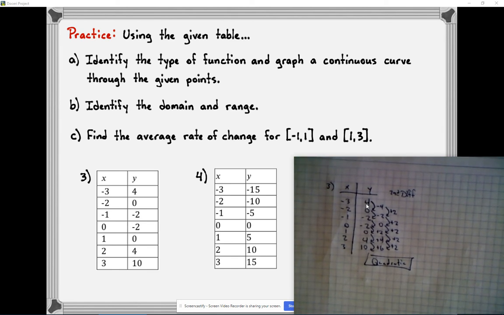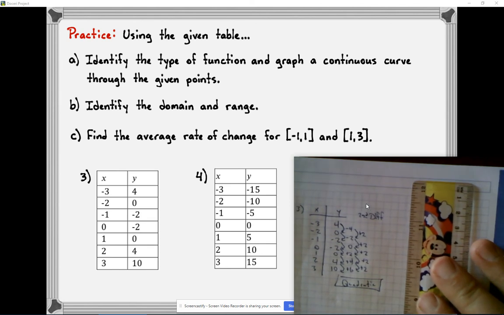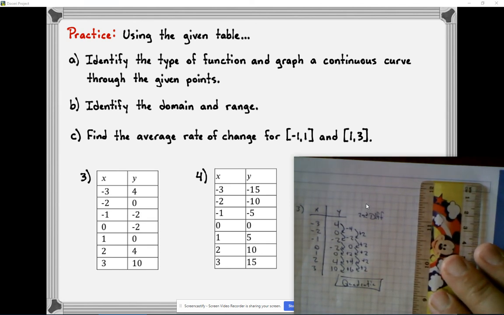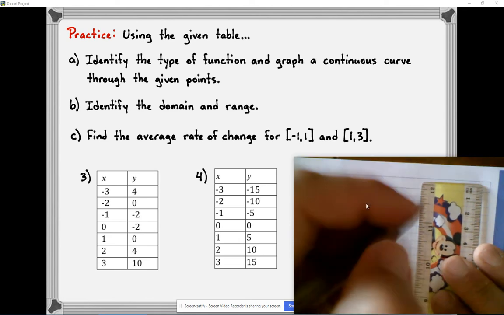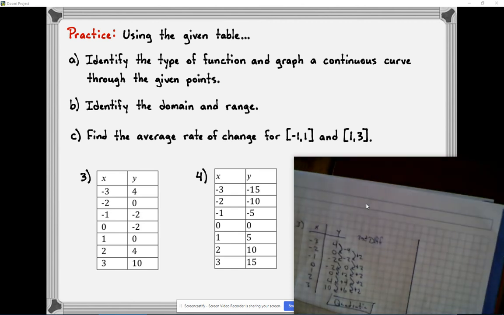And then it says plot the points on a continuous curve. So let's go ahead and do that. We are going to have, let's see, this isn't too bad, so we can go ahead and plot some points pretty easily here.